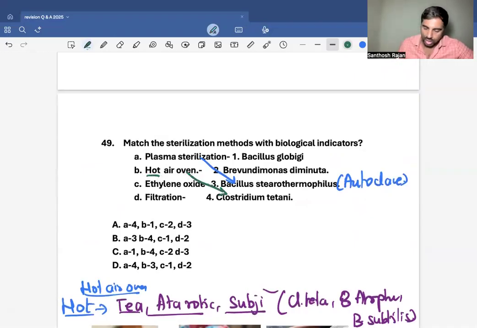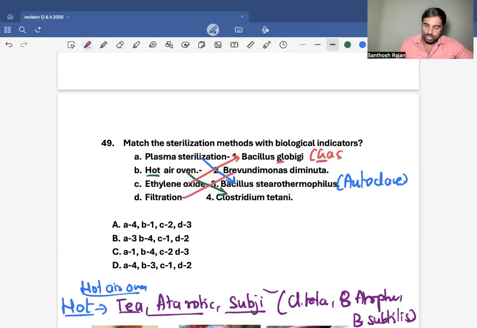Hot air oven, as I just told, is hot tea here. Ethylene oxide, tea is only for hot air oven, right? Sorry, tea is for hot tea. Yes, only hot air oven. Ethylene, Eti is eating gobi. Eti's favorite is gobi sabji. That's what she's leaving, gas. If you forgot also, there is GG. Okay, gobi, ethylene oxide. Gas filtration, brew filter coffee.